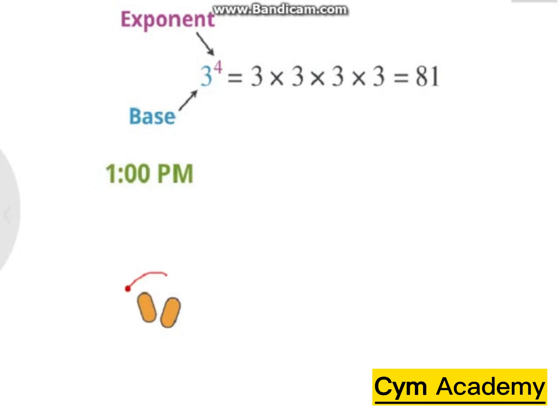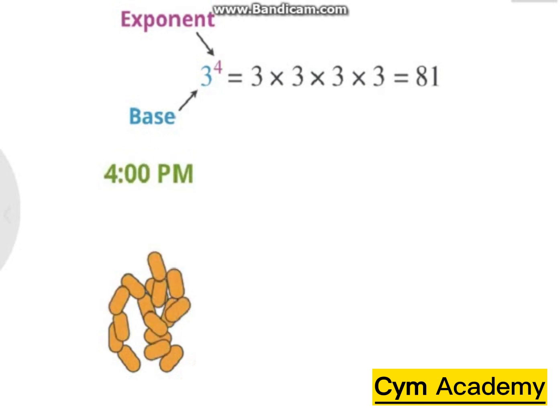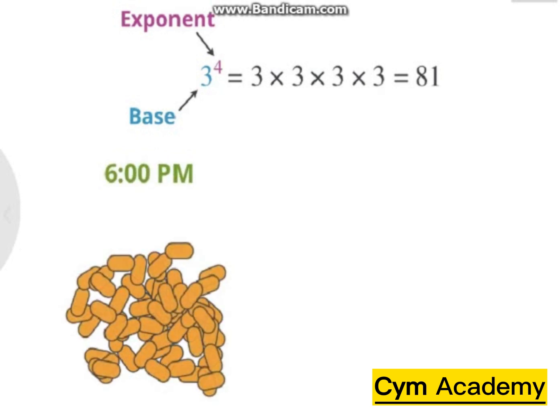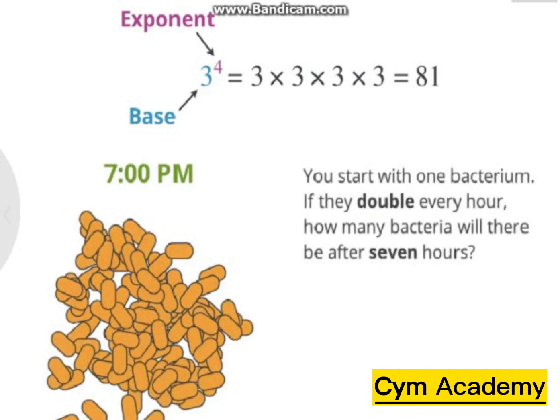So at 1 p.m. you have 2 bacteria. And by 2 p.m., both of these have divided into 2 more, so we have a total of 4 bacteria. By 3 p.m., they've doubled again, so now we have 8 bacteria. And they keep doubling every hour. Here's 5 p.m., 6 p.m., and 7 p.m. So how many bacteria do you have at 7 p.m. after they've been dividing for 7 hours?